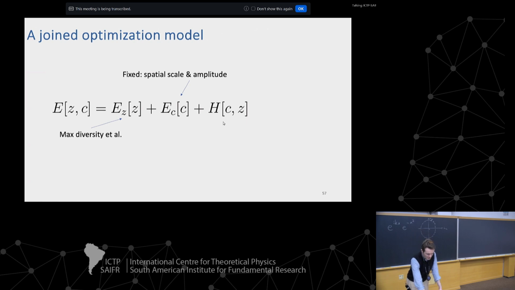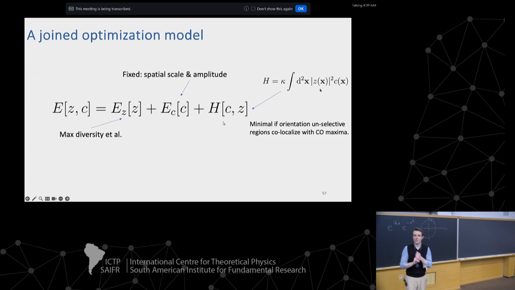And then we want to couple them with one another based on these previous reports of an anticorrelation. So we choose an interaction energy where we take the absolute value of Z. Again, this is the orientation selectivity. It's the absolute value, not the phase. The phase doesn't matter for this kind of stuff. It's really just the strength of tuning. And C is the amount of cytochrome oxidase.